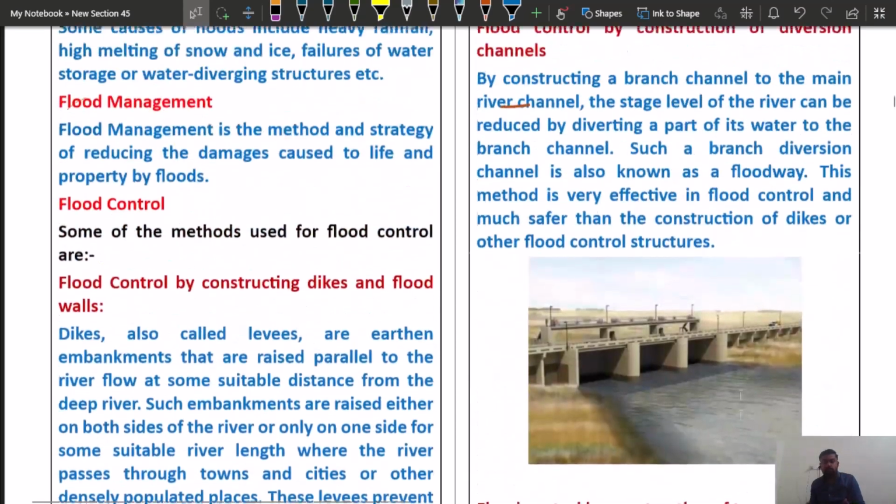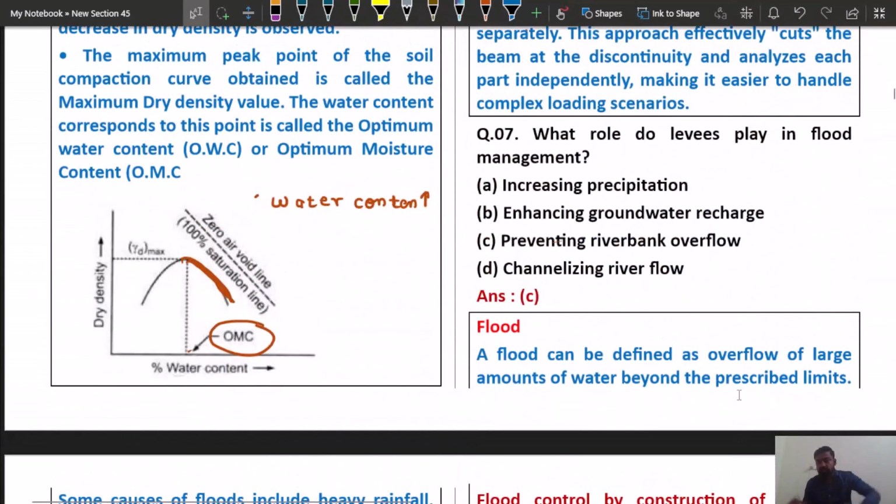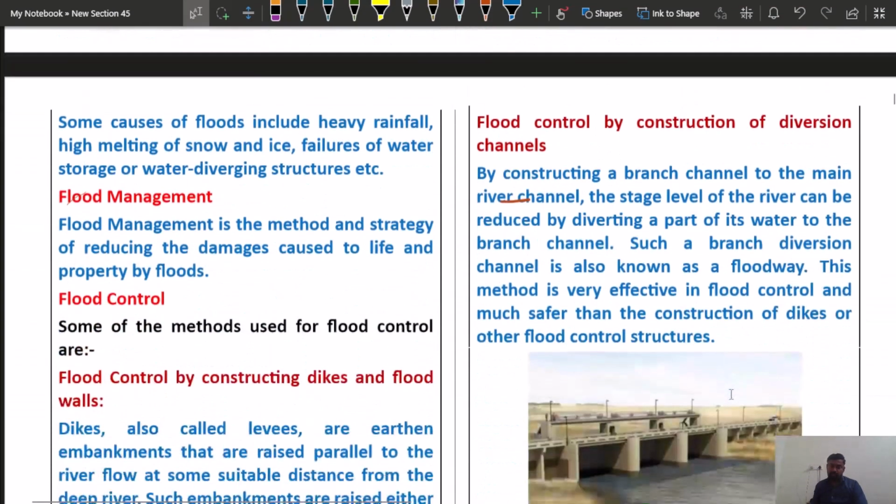So in our question, what role do levees play in flood management? Levees play a role to prevent river bank overflow. Now proceeding to the next question.